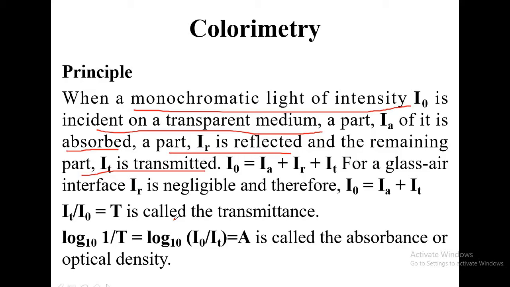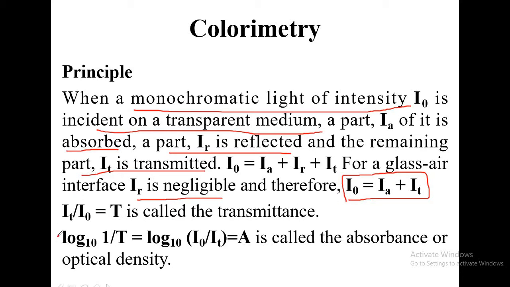Suppose we are taking the transparent absorbing medium in a glass air interface, then IR is negligible. That is, the amount of light that is reflected is negligible, and therefore the total intensity of the light is the sum of the intensity of the light absorbed and the intensity of the light transmitted.